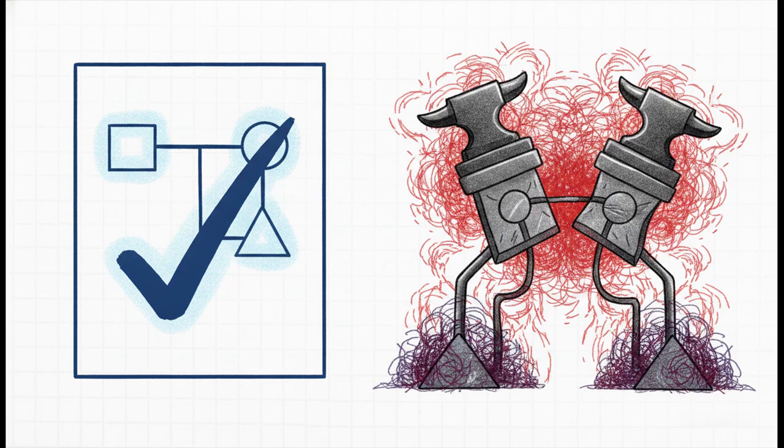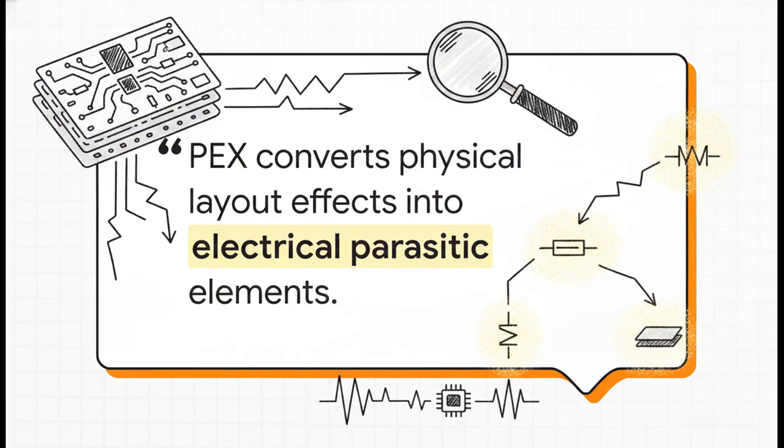To give you an example, you could route a 10-amp power line using a wire thinner than a human hair. LVS is going to pass that with flying colors because technically, yes, the wire is connected from point A to point B, but PEX will extract massive resistance from that tiny wire, and your post-layout simulation will immediately reveal that your circuit is completely starving for voltage. So yes, a layout can absolutely pass LVS while simultaneously being totally ruined by performance-degrading parasitic resistance and capacitance.